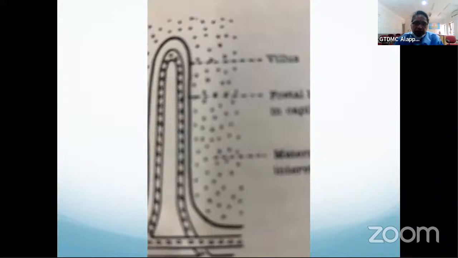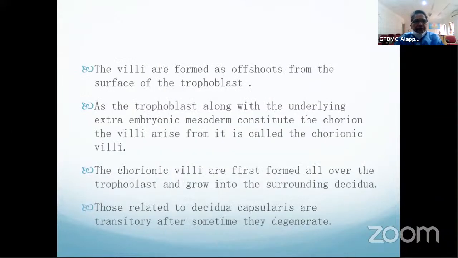After the formation of the villi, I will tell you, the villi are formed as offshoots from the surface of the trophoblast. That is, already the trophoblast is embedded into the endometrium, that is the decidua. And the trophoblast along with the underlying extra-embryonic mesoderm constitutes the chorion. So the villi developed from here are called the chorionic villi. That is why this name came as chorionic villi, since it is developing from the chorion.